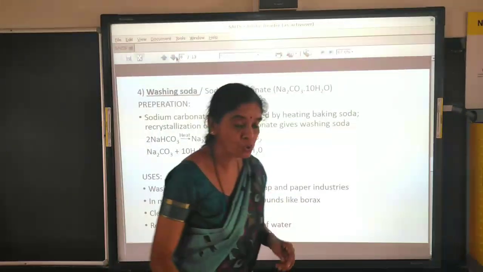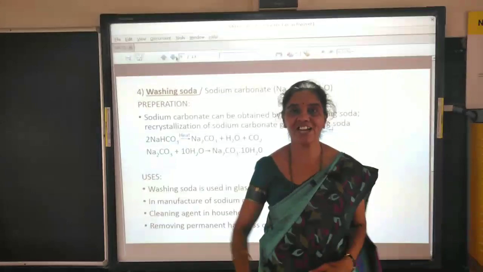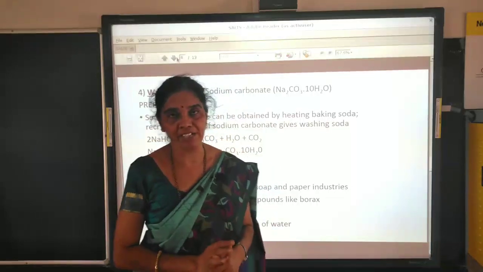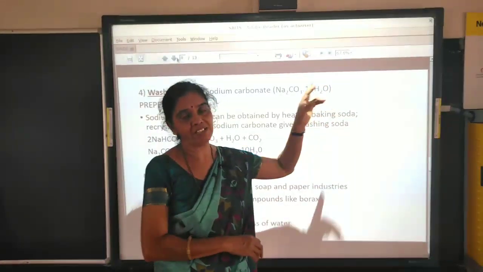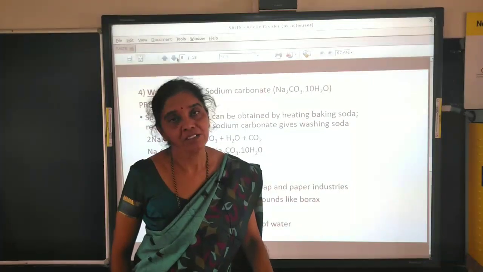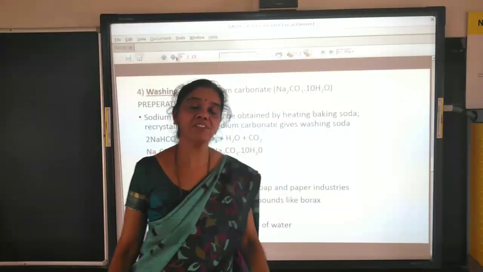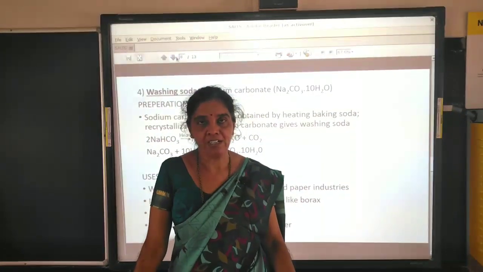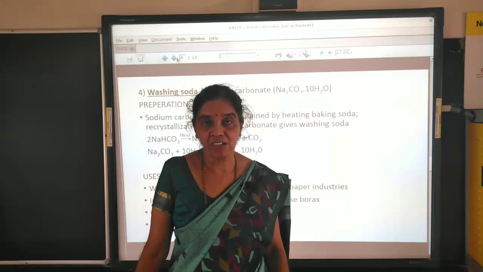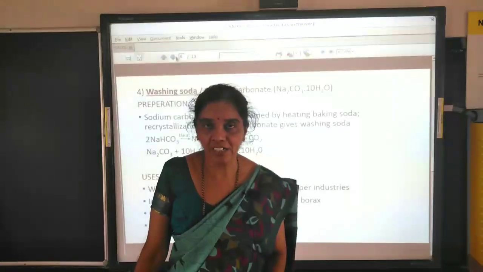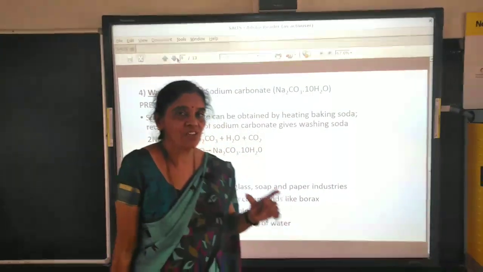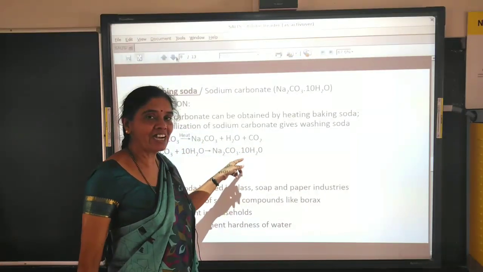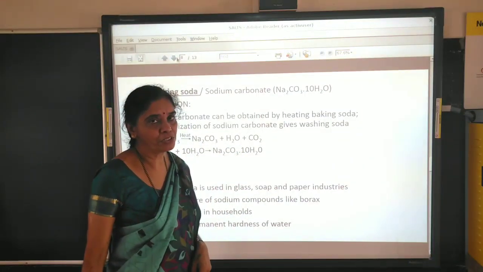Washing soda is nothing but hydrated sodium carbonate. Hydrated means water molecules are present along with the sodium carbonate. 10 molecules of water are present in 1 formula unit of sodium carbonate. How do we get sodium carbonate? By heating baking soda, we get sodium carbonate. And when it crystallizes, we get crystal washing soda. Even though it is sodium carbonate, the correct washing soda is when it combines with 10 water molecules.